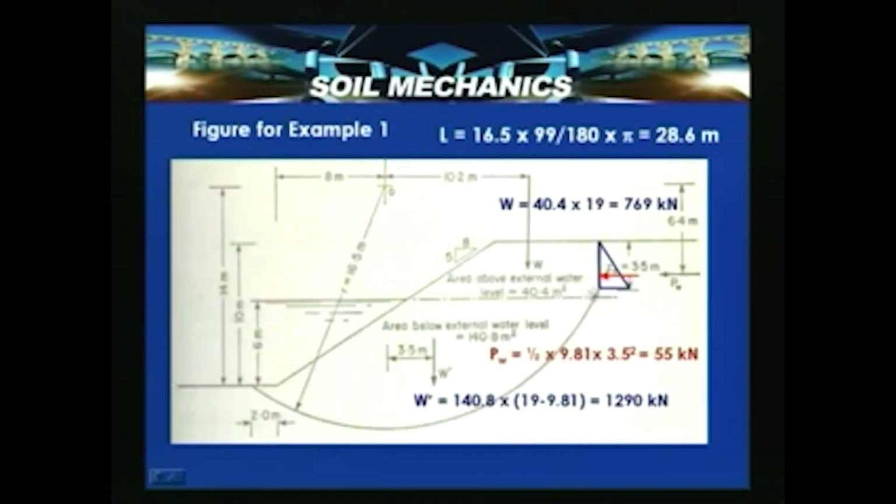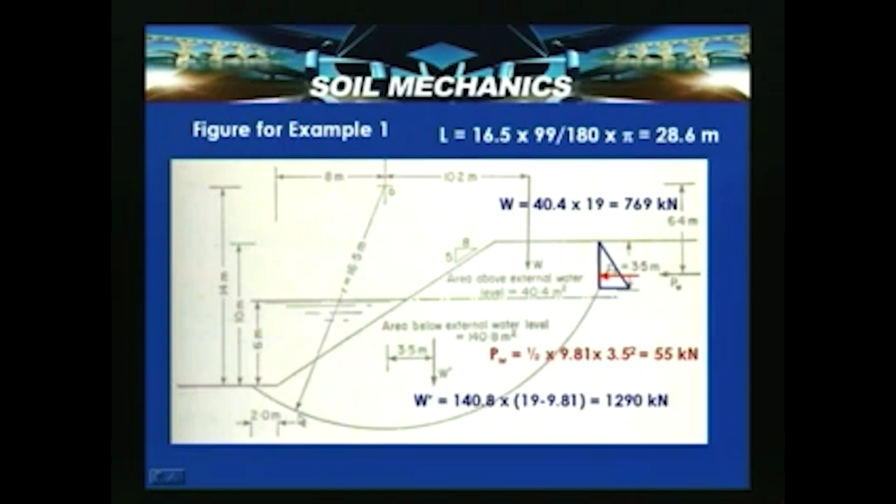Here in this portion, if this gamma sat prevails, then the weight of the soil above the water table has to be considered. And if there is a tension crack and it gets filled with water, then the water exerts a pressure here. So, from here the depth ZC is equal to 3.5 meters, that is determined, and W is equal to 40.4, this is the area into 1 meter, that is per meter width of the section of this figure, into 19 kilonewton per meter cube, the unit weight of the soil, which yields 769 kilonewtons, and which is located at a distance of 10.2 meters from the center of rotation O.